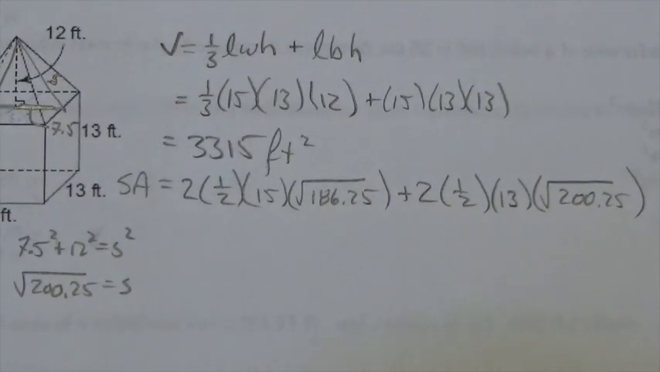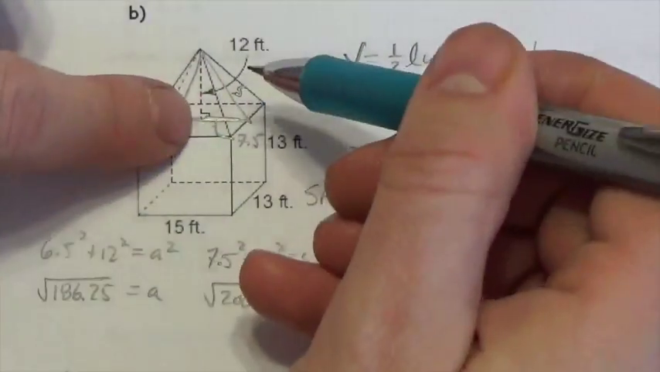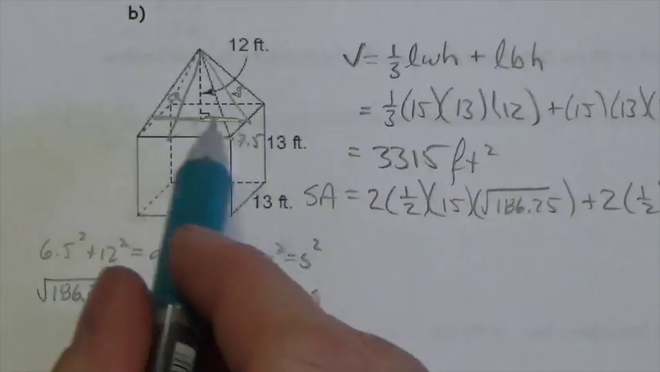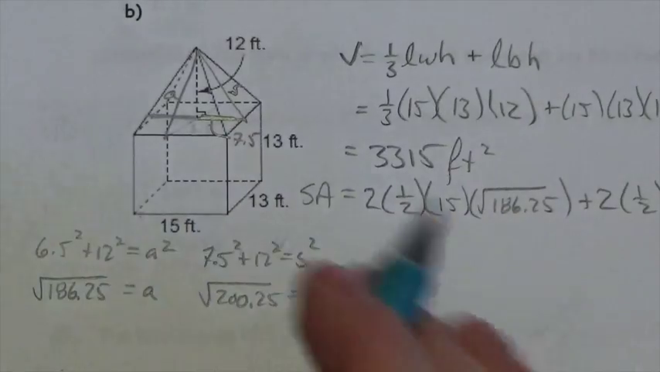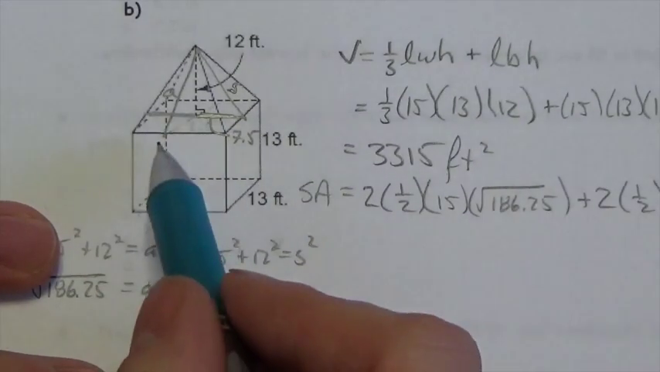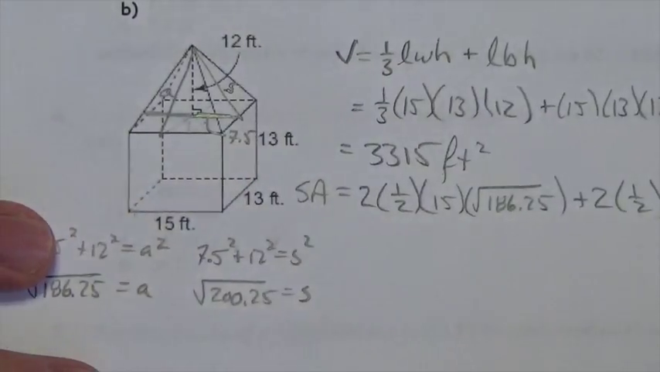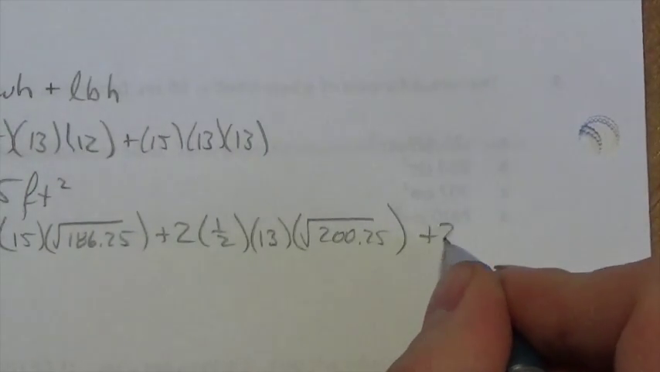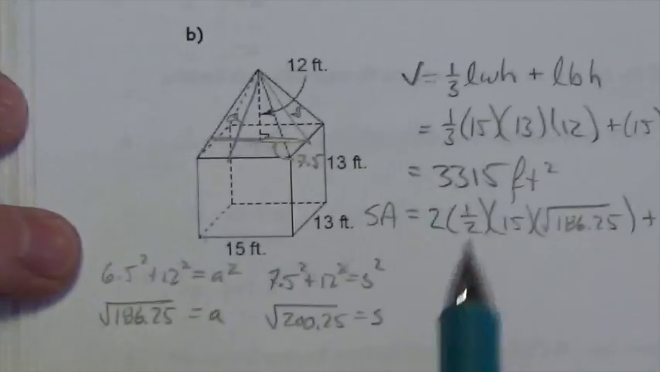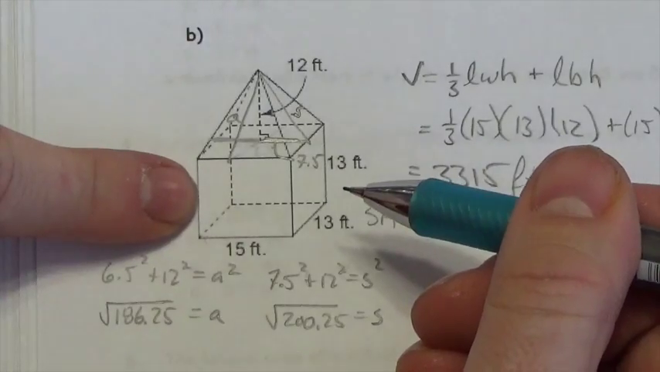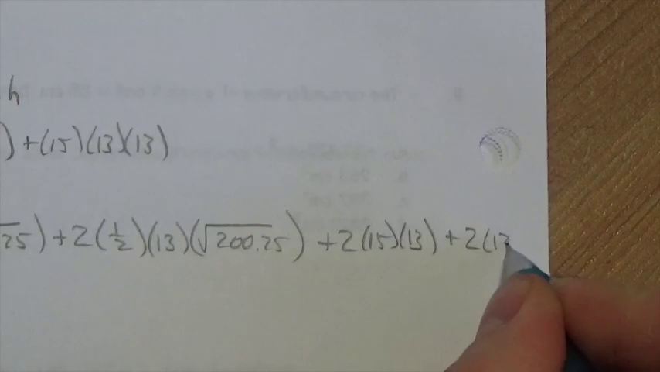Oops. Now, that just takes care of the four triangles, the two that are front and back and the two that are left and right here. Now I got to deal with the sides, the exposed sides around this rectangular prism. But that's actually not too bad. If we take a look at this front one here, this one that's 15 by 13, there will be two of those. So I'm going to have two 15 by 13. The left side and the right side are going to be 13 by 13, so I'm going to have two of those, two 13 by 13.